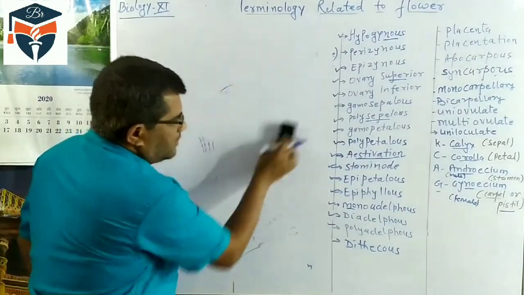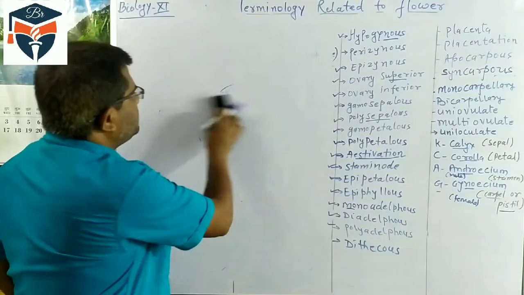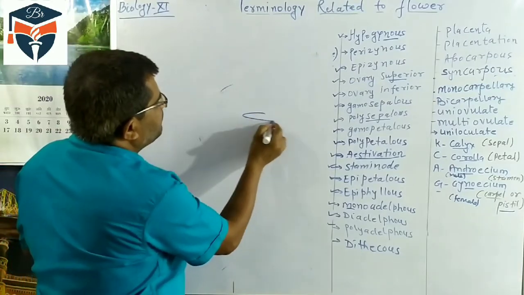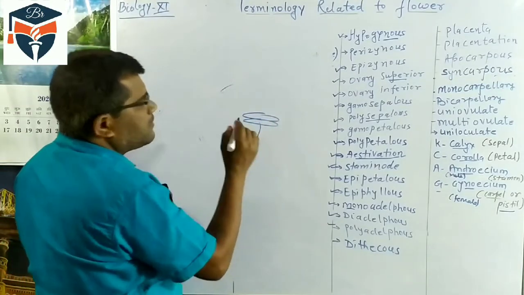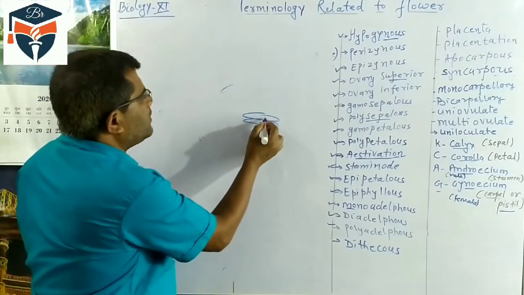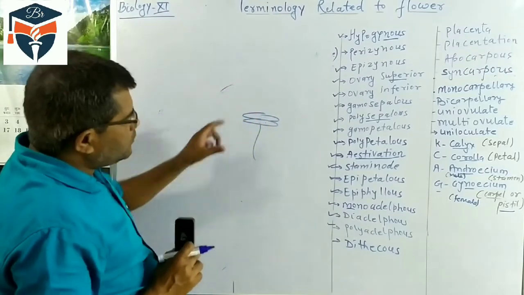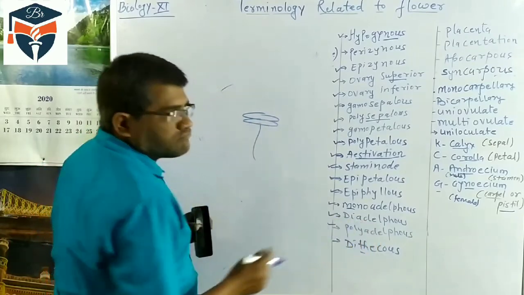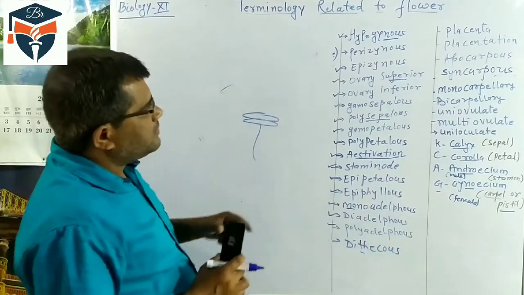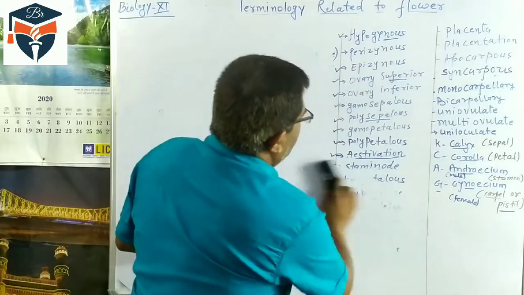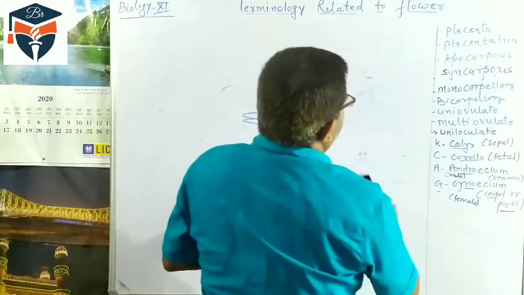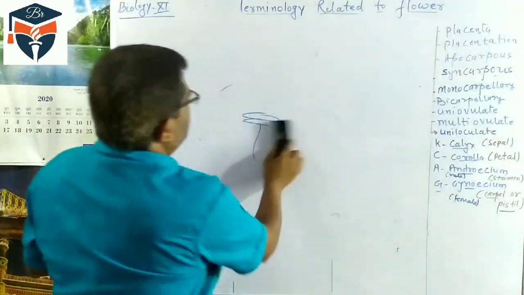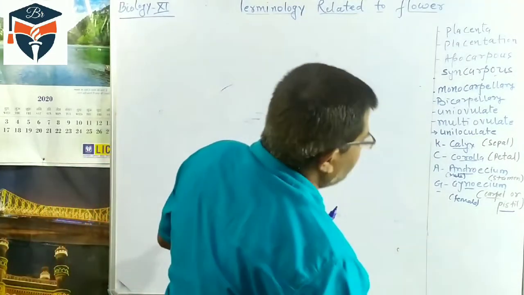Second, the word dithecous is used. What is dithecous? If the anther part of the stamen has 1 and 2 chambers, this structure is called dithecous. The anther is dithecal.